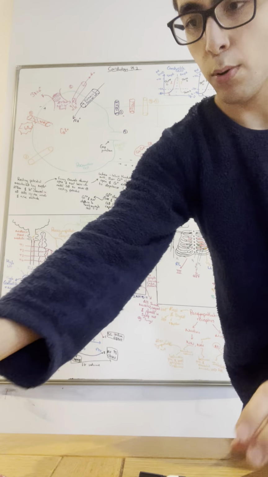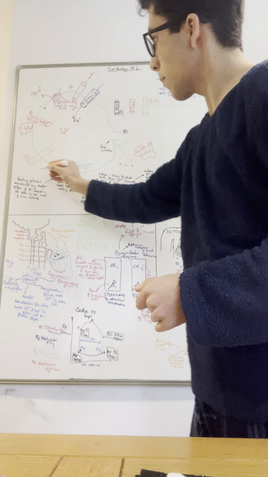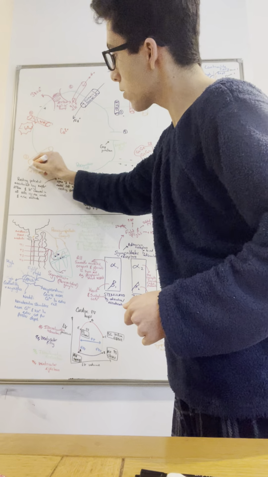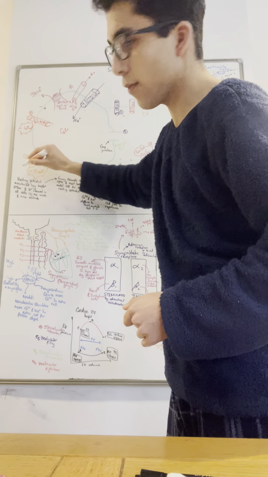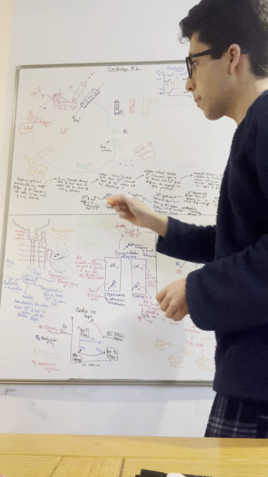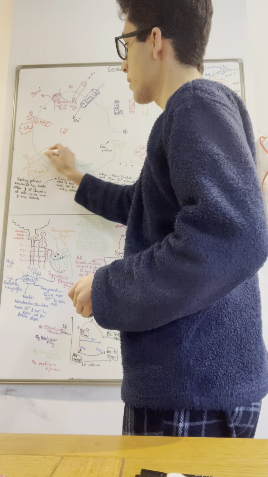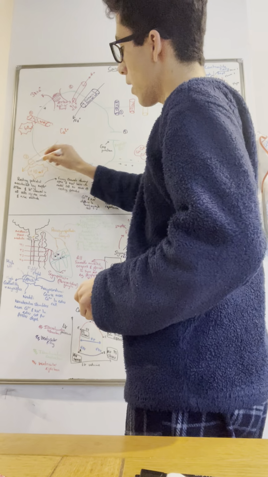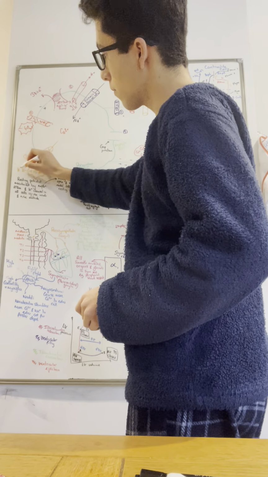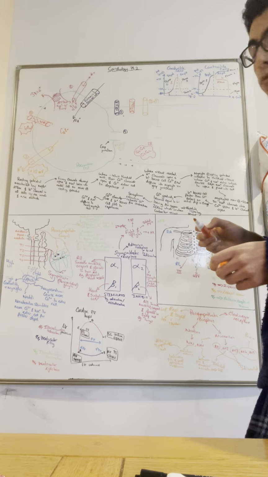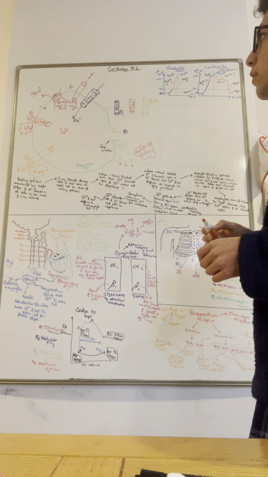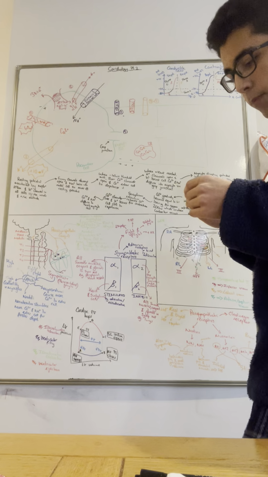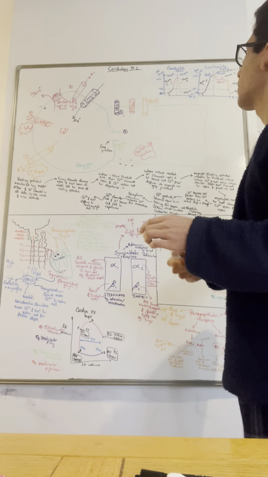But at this point, at plus 10 millivolts, we're going to have another channel open. Our potassium channel is now going to open, and potassium is going to rush out of the cell.